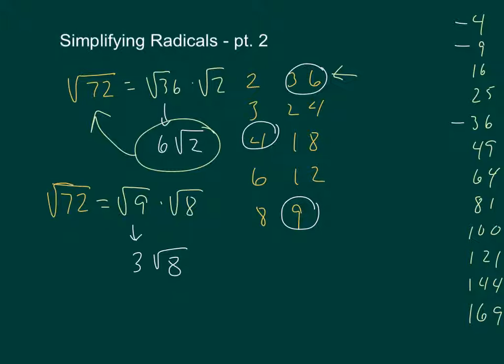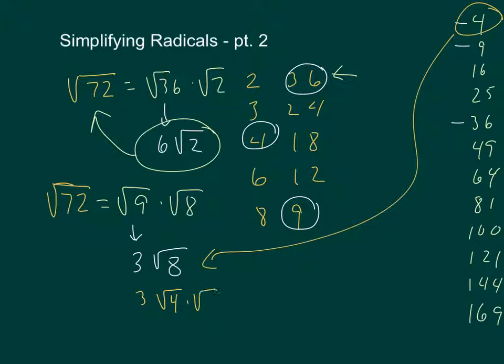Well, the reason that it's not fully simplified is because 8 has a perfect square factor too. We need to go further because 8 happens to have a 4 in it, right? There's a 4 that's a factor of 8. And so we're going to break it down some more. We're going to take radical 8 and change it to radical 4 times radical 2. And when we simplify radical 4, we get 2. So that's 3 times 2 times radical 2. And this is going to equal 3 times 2 is 6 times radical 2.